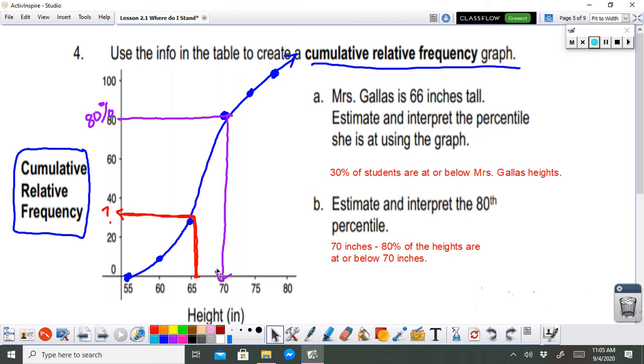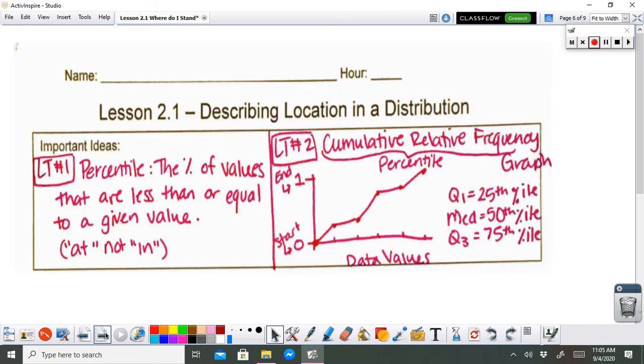Now we'll give you another picture of a relative frequency graph, so you guys can practice how to do this one. Moving on to our important ideas.